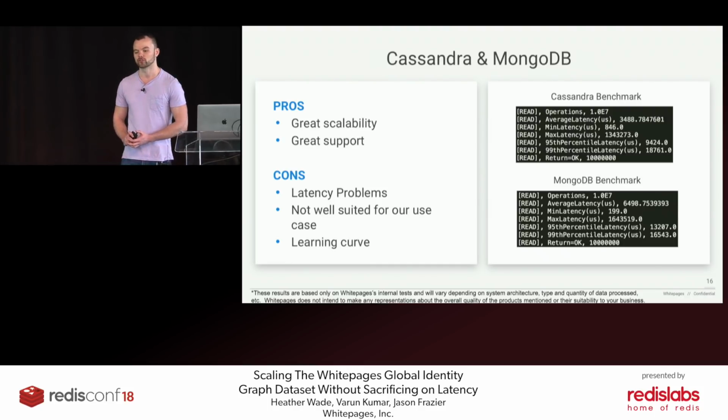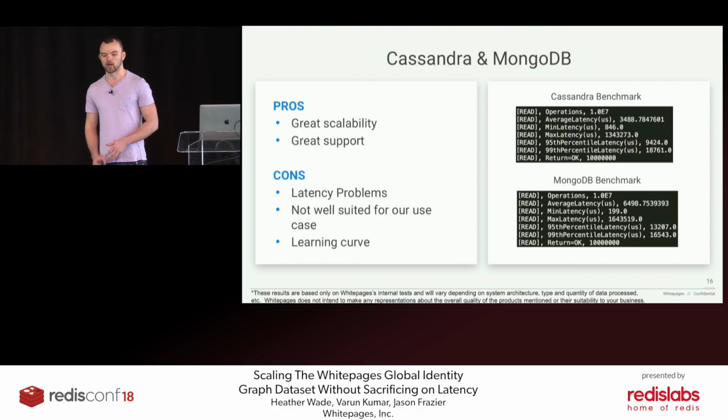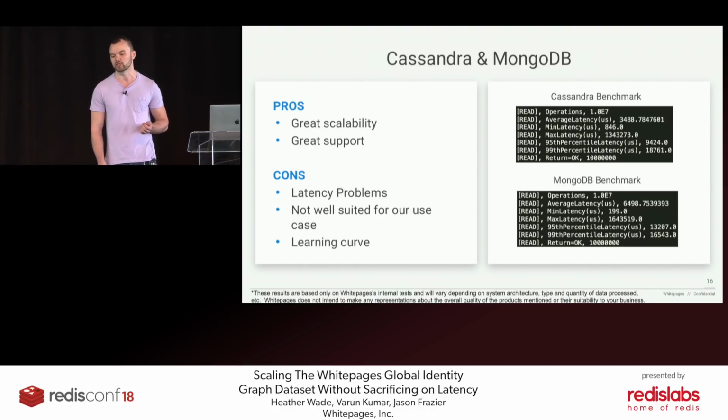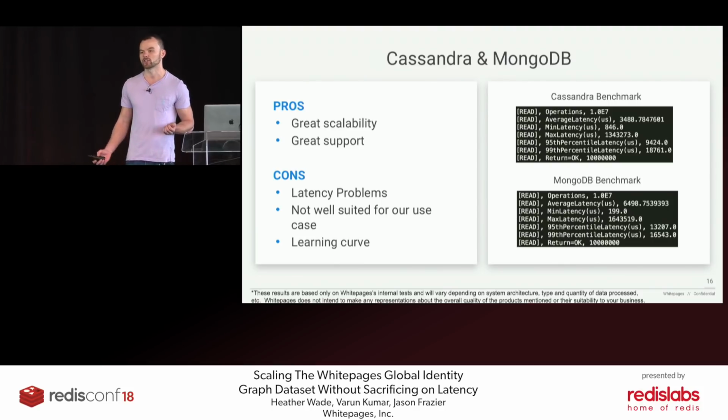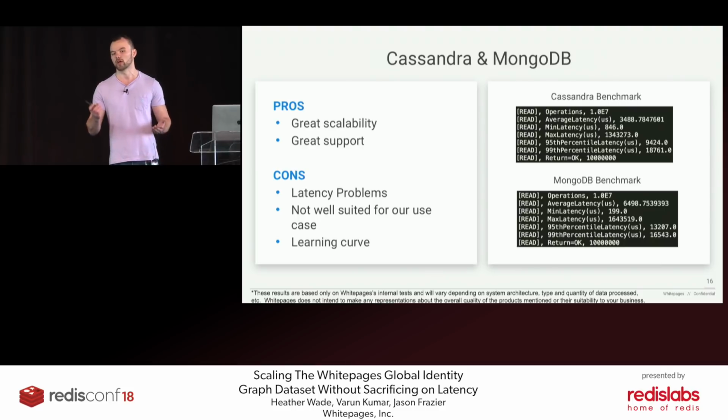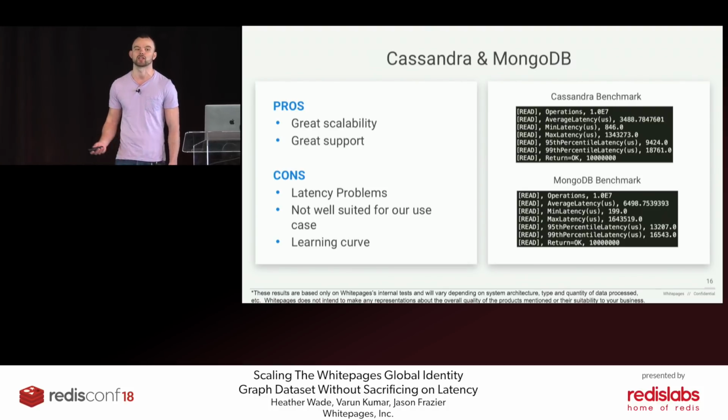Unfortunately, where these 2 fell short was on latency, where Cassandra and MongoDB were seeing P95 latencies of about 13 milliseconds and 9 milliseconds respectively. And this was a problem. As Varun said earlier, we have multi-level calls, so each millisecond lost in latency would be multiplied 3 to 4 times. Losing upwards of 9 to 10 milliseconds on each call was simply unacceptable.